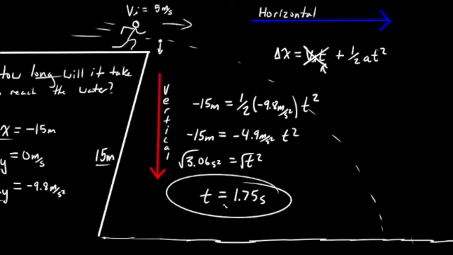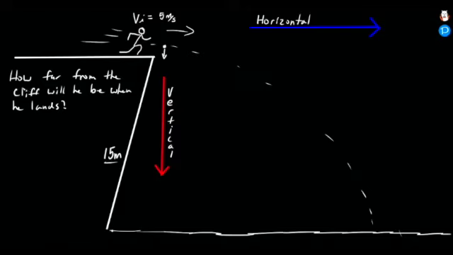Now, a second part that a problem might ask you, they might ask you, how far from the cliff will he be when he lands? Or in other words, really, what we're looking for is, what's the distance he's going to be from where he leaves the cliff, which would be right here. What is this displacement is essentially what they're asking. So how far is he going to travel in that case?